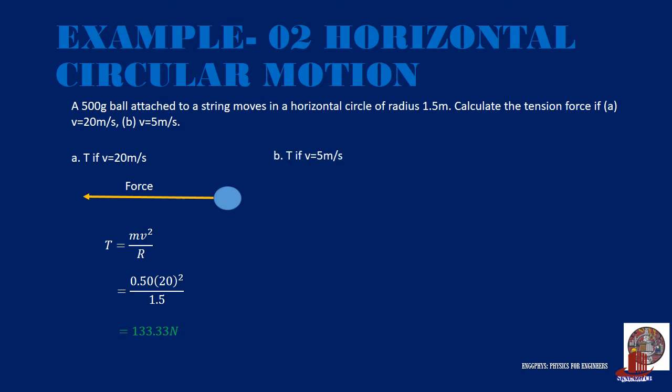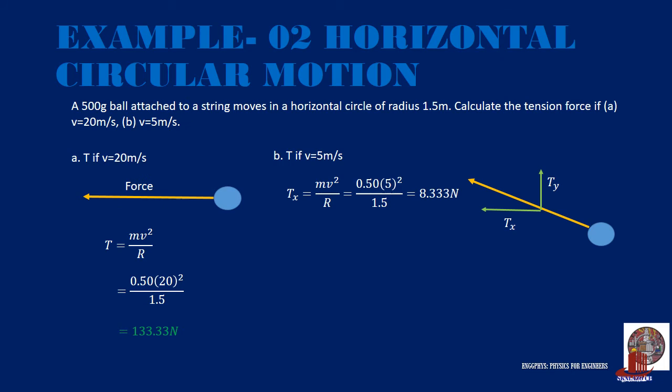On the other hand, if the velocity is low, like for example 5 meters per second, the string will be acted upon by two forces. The horizontal force is still the centripetal force. However, because of the slow movement, a vertical force acts on the string based on the object's weight. If we take these two forces as the components of the tension, then T sub x would be equal to mv squared all over r, or 0.5 times 5 squared all over 1.5, giving us 8.333 newtons, and T sub y as mg, which is equal to 0.5 times 9.8, or 4.9 newtons.